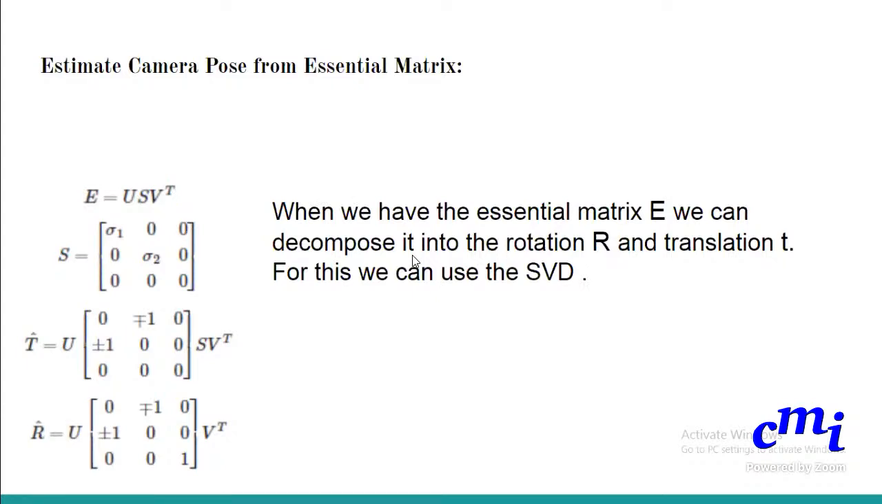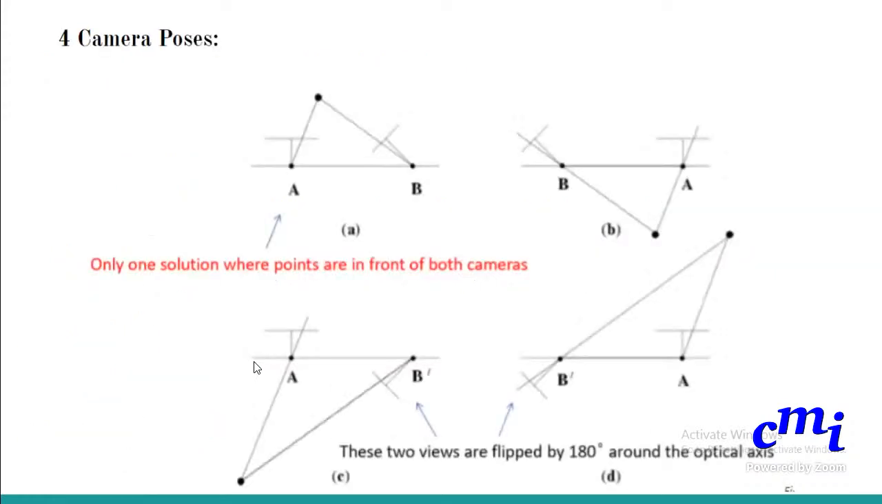So you need to decompose this essential matrix into rotation and translation. You can use SVD to do this. The two solutions we get after decomposition are T and R, the translation matrix and the rotation matrix. You notice here there is a plus minus 1, so there are approximately 4 combinations possible. So there are 4 different camera poses that can be possible from the essential matrix decomposition.